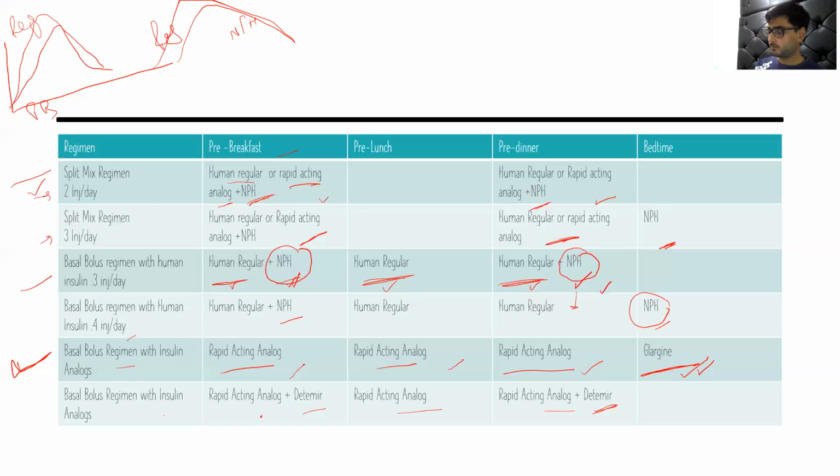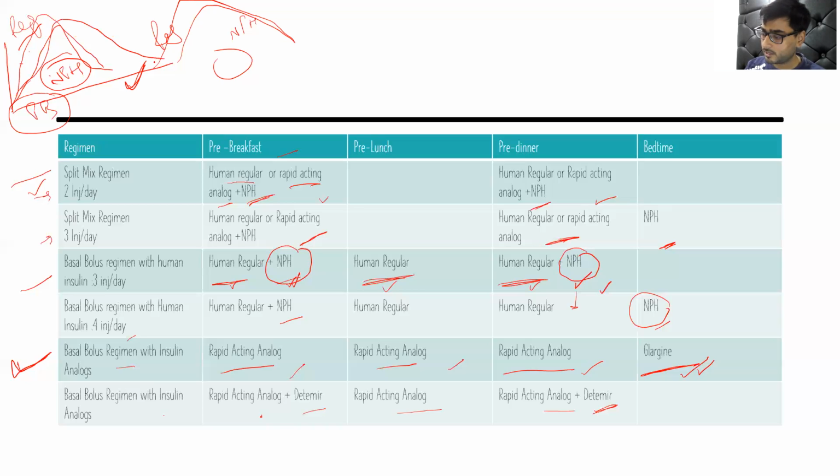Basically there are 2 peaks, pre-breakfast and pre-dinner. We are giving one regular insulin and one NPH. Regular insulin is a short acting insulin, and NPH is an intermediate acting insulin. We give both of them. Regular insulin takes care of the breakfast blood sugar levels, and NPH, being a little bit longer acting, takes care of the pre-lunch or lunch blood sugar levels.